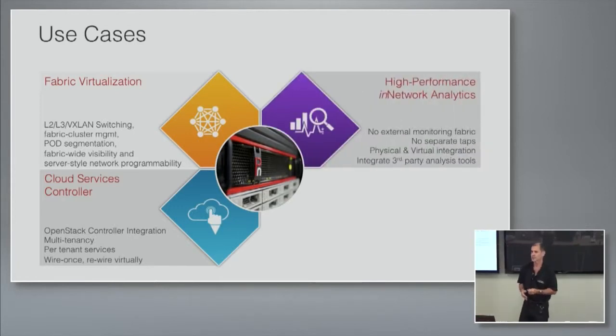The third area is network analytics, and this is where you want additional visibility into what's happening in the network, not necessarily with deploying a separate visibility fabric. We have a lot of people, for example, in the financial sector that are interested in doing this. We have timestamping capability as an example.